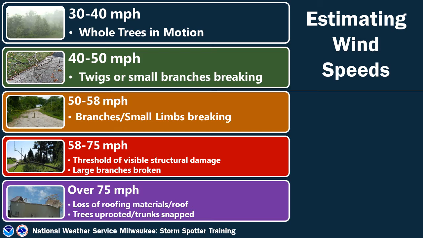As you start seeing visible structural damage or large branches being broken off of trees, that's when you're at 58 to 75 miles an hour, and that's when we're in excess of severe winds. And as you get over 75 miles an hour, that's when you start to see the loss of roofing materials or whole roofs being ripped off. Trees may become uprooted or snapped at trunks.